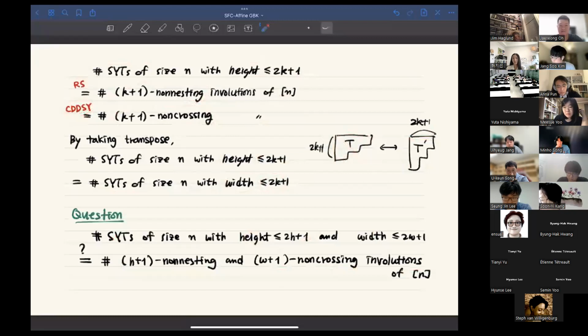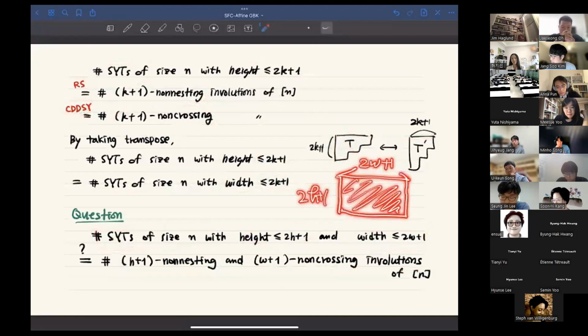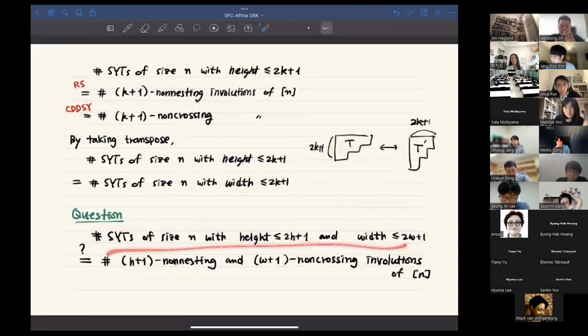Because imagine, just think about this left-hand side. We have standard Young tableau with bounded height, so this is bounded, and width is also bounded. Then the number of cells can be at most this times this. So if n is bigger than the product of these two numbers, then this is always 0. But on the other hand, the right-hand side is never 0, because the identity involution, the identity permutation, is always non-nesting and non-crossing for any h and w. So these two cannot be the same.